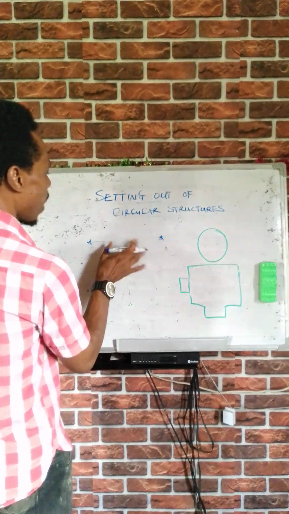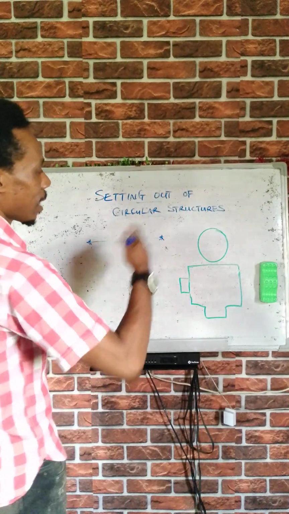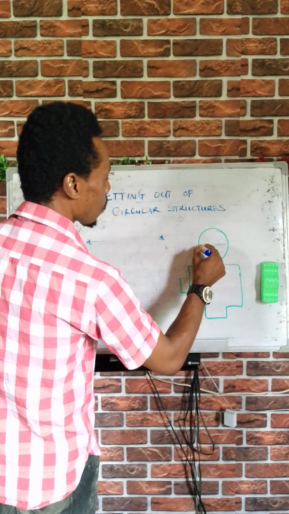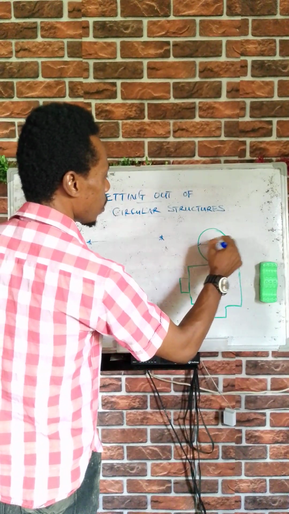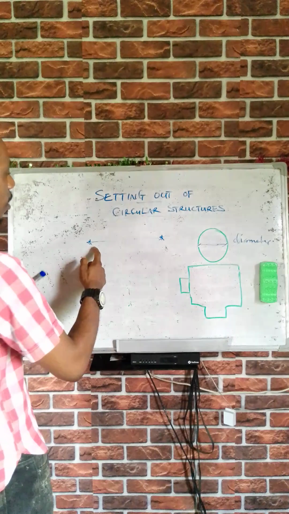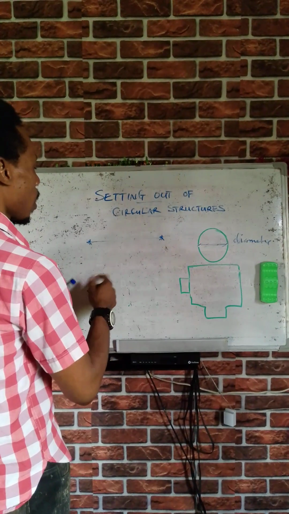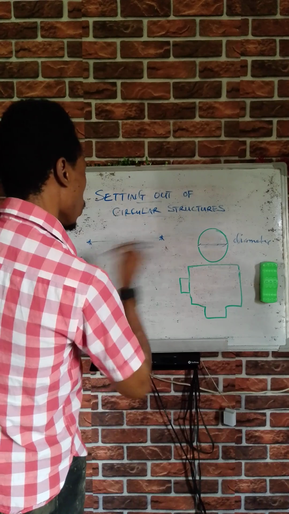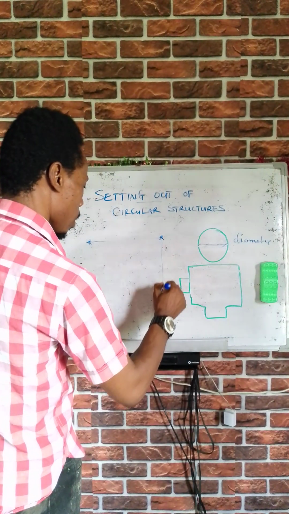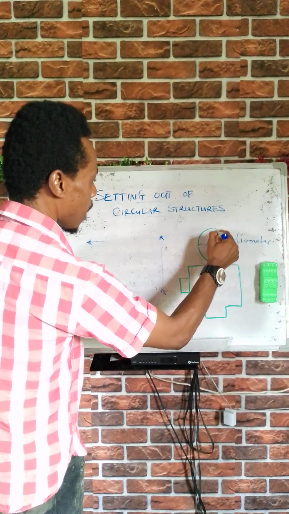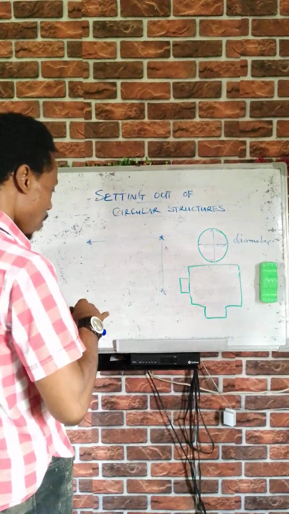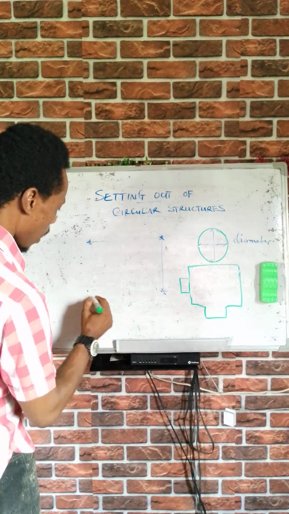Now this distance should be more than the diameter of this circle. The diameter means from this point to this point. So this length should be more than this diameter. Then you establish another point here, and this point should also be more than the diameter vertically. This way is also the diameter.